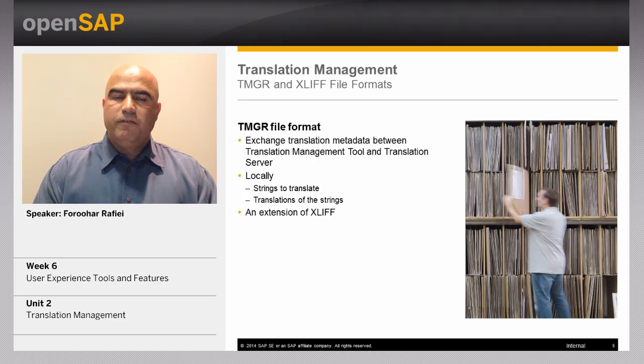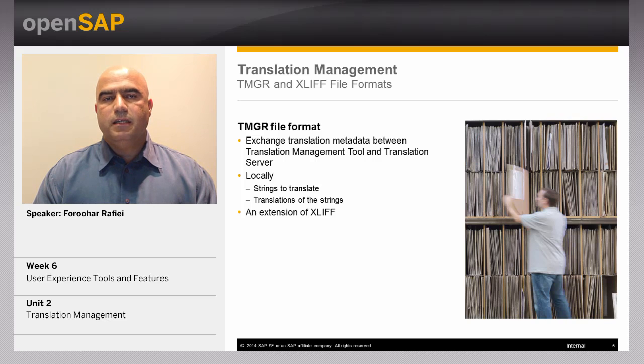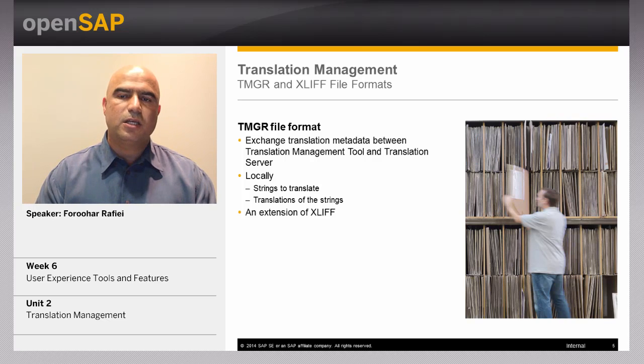The TMGR file itself is in fact an extension of the XLIF format, but with some extensions for the translation management tool. And note that export to XLIF and import from XLIF can still be used to save translation metadata and send it to the external translators. In BI 4, XLIF support has also been completely rewritten and is different from 3.x.